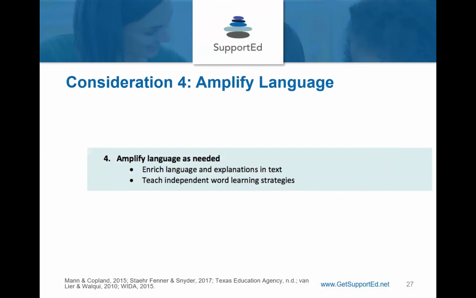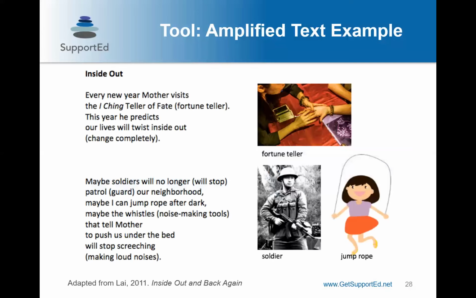And I know some of you have mentioned the need to work with your almost exiting Ls, and that need to really gain more access to grade level academic text. So let's look at the next slide, and this is an example of amplified text. This comes from a book, Inside Out and Back Again, and basically it's the same exact text, but it's embedded the definitions or additional meanings to the words. So it's providing that. And additionally, I built in a picture glossary on the right as well, just to provide more support for students.